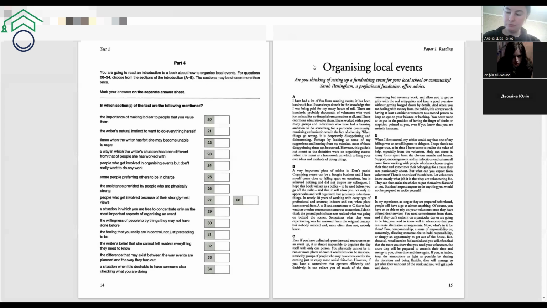Wait, I lost this paragraph. E, paragraph E. Yeah. Number 20. The very first one. So the importance of making it clear to people that you value them.